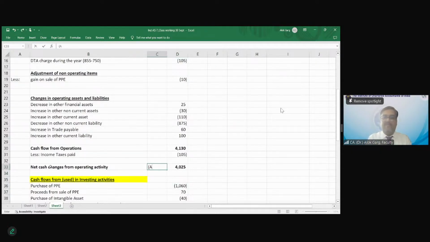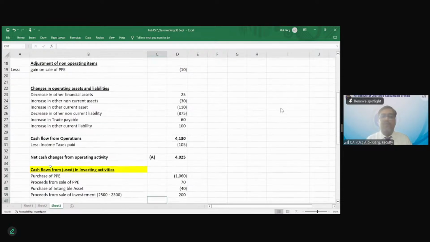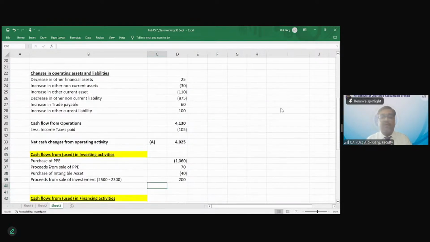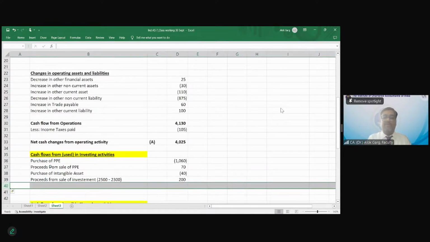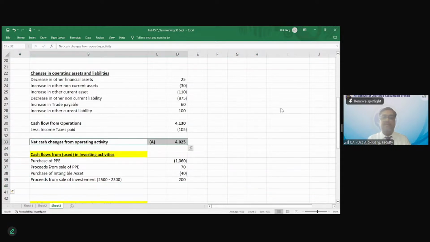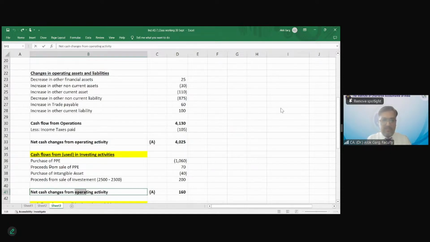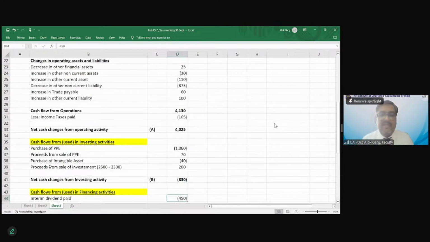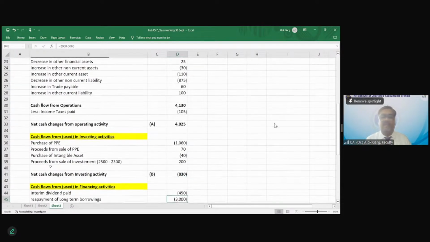This is my A. Okay. Now, cash flow used in investing activity. What is my net cash change from investing activity? Negative 830. Okay, so let me correct that. Let me correct the formula. Yes. Negative 830 is my net cash from investing activity.